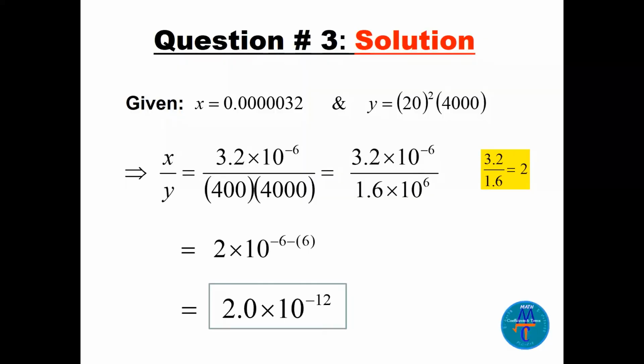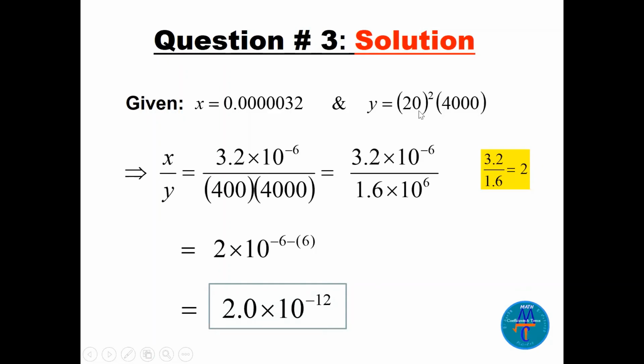Now let's see here, the final answer you should get is 2.0 times 10 to the power minus 12. I hope many will get this answer. Let's go in details and see. The given value for the x is 0.0000032. Let's convert this x into scientific notation. So move the decimal point to the right, 1, 2, 3, 4, 5, 6. See, 3.2 times 10 to the power minus 6.